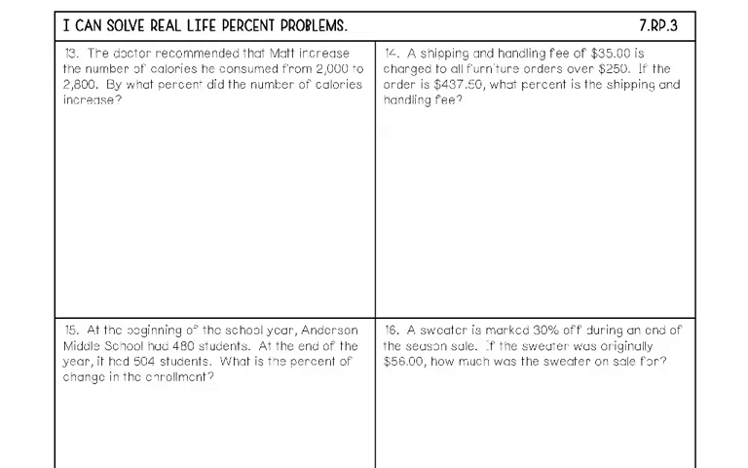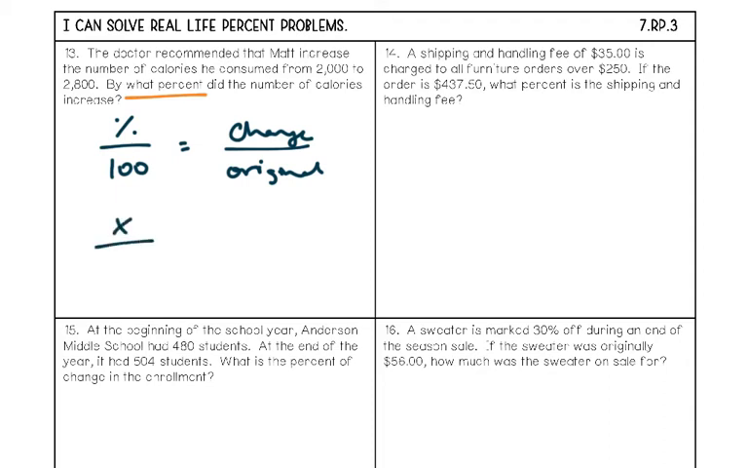The next section is some more real-life percent problems. In number 13, I'm looking for a percent increase. I'm looking for percent change. I know there's a formula for that. It's percent over 100 equals the change over the original. It doesn't tell me the percent. I'm solving for that. But I know the percent's always out of 100. So my first fraction is going to be x out of 100 equals the change. Now the change in a math problem like this is going to be the difference. So 2,800 minus 2,000. The difference between those numbers is 800.